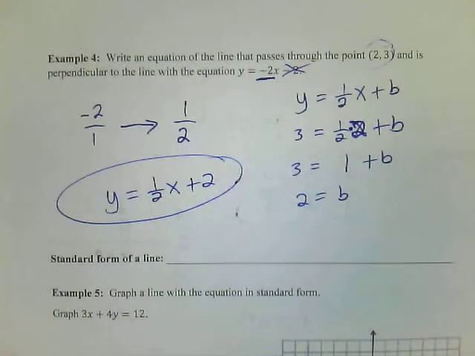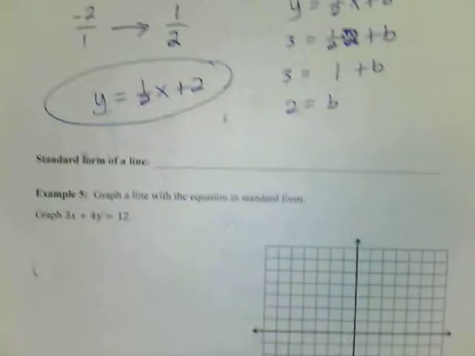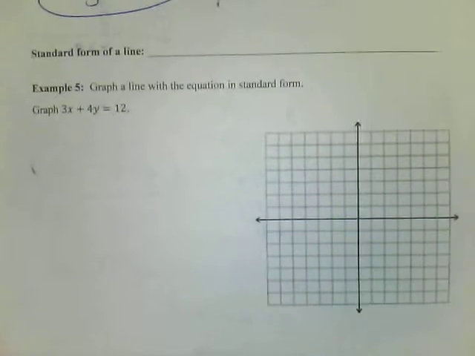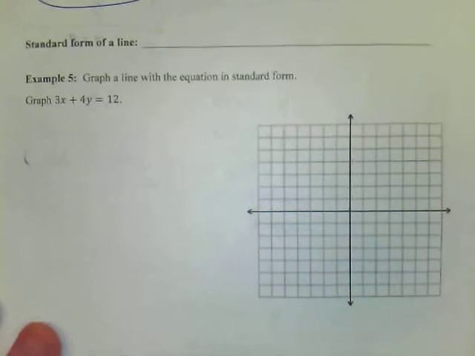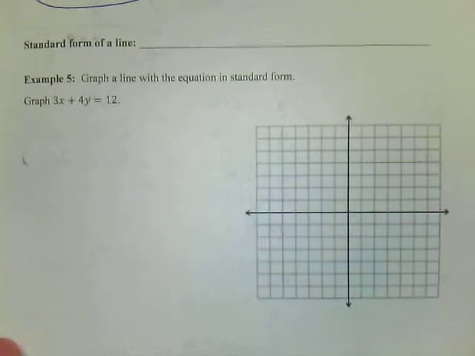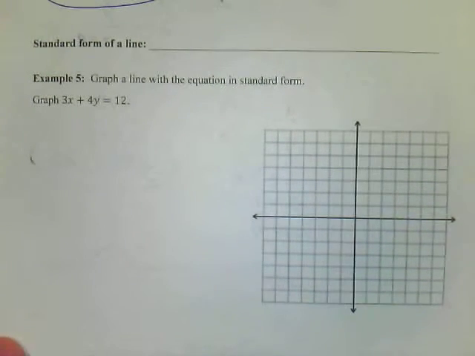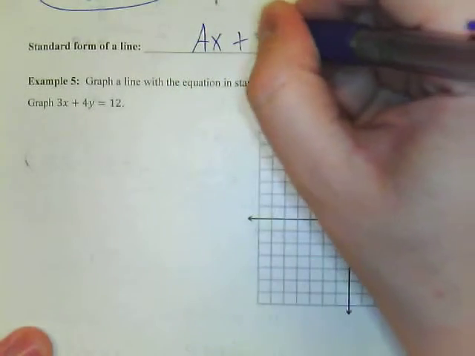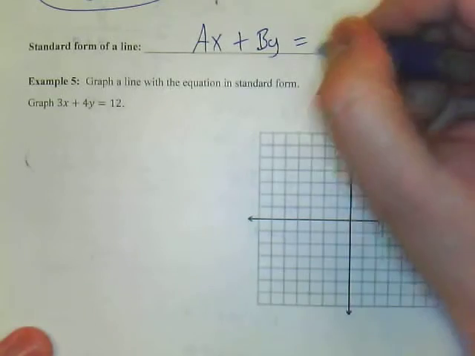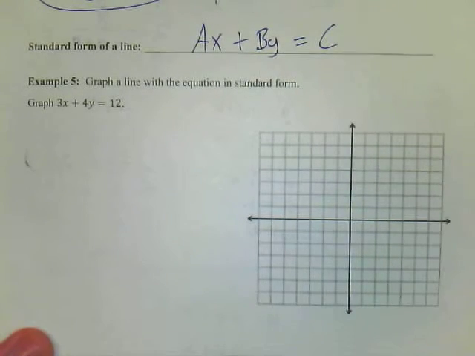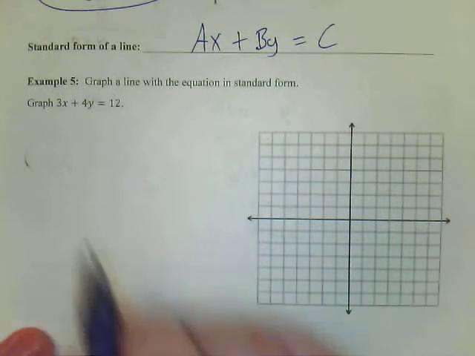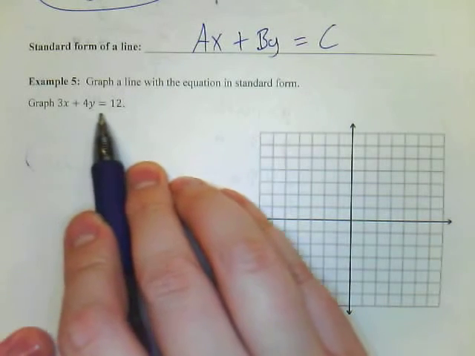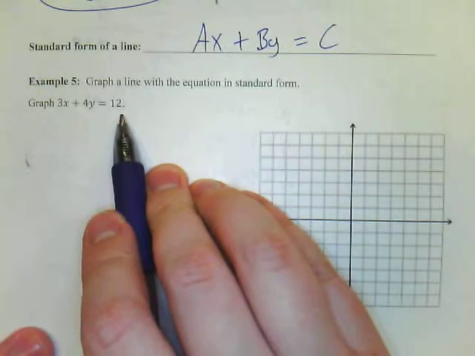All right, there are 2 more forms of a line, but only one more that we're going to look at in this lesson. This is called standard form of a line. And standard form is when you have both of the variables on the same side of the equation. So we're going to have some number times x plus some number times y equals some other number. That's what standard form looks like. So you can see here 3x plus 4y equals 12. That is in standard form.